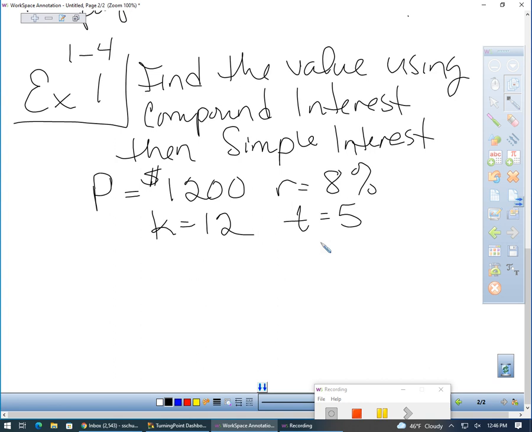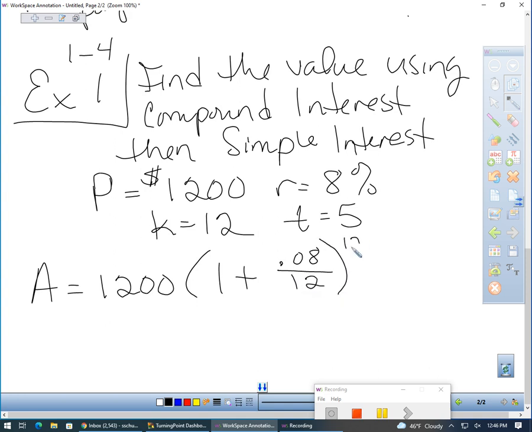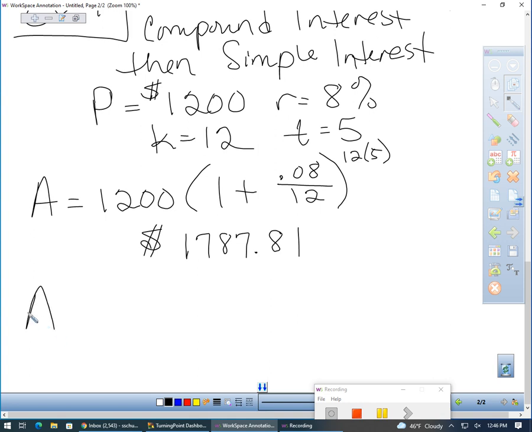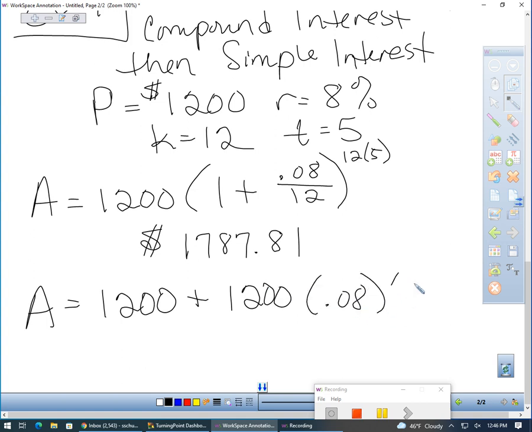All right, so first we're going to do the compound interest one. So A equals 1,200 times 1 plus 0.08 over 12, raised to the 12 times 5. We're going to throw that all in our wonderful calculators. All right. I got $1,787.81. Awesome. So that's what you do first, and then we're going to do it with simple interest. So we're going to do it one more time. This time, we've got A equals 1,200 plus 1,200 times 0.08 times 5.